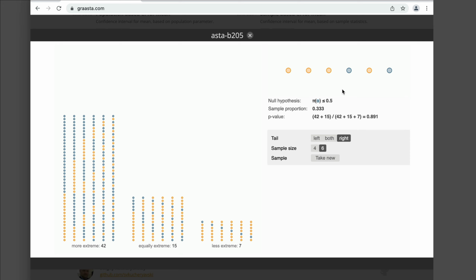When we compute a p-value, it gives us just the chance to get a sample as extreme as we have, assuming that the null hypothesis is true, or even more extreme, right? And then, based on this chance, we make a decision.